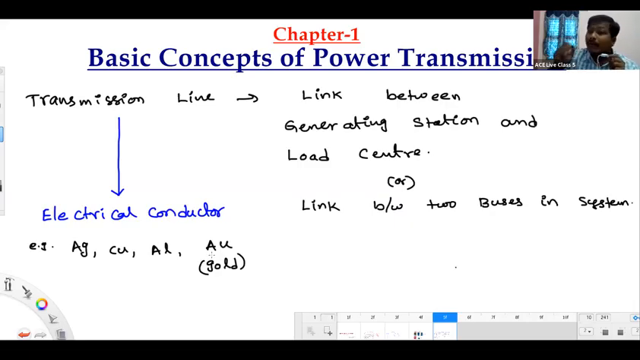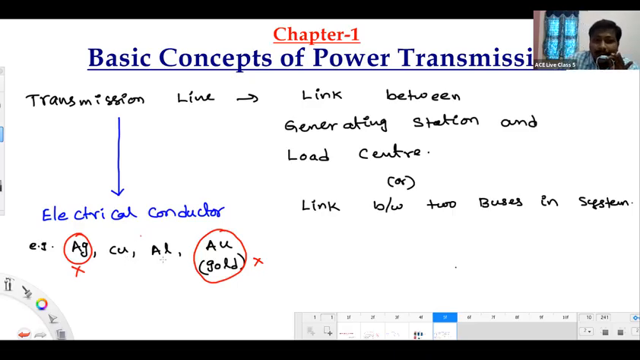Among these, which material are we going to prefer? We have many conducting materials; which one should we suggest for line manufacturing? Silver and gold are very high cost, precious metals, and very less available. We can't go for these two. So we have to go for copper or aluminum.